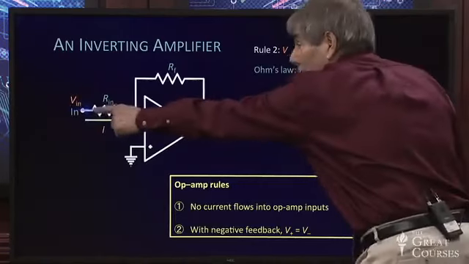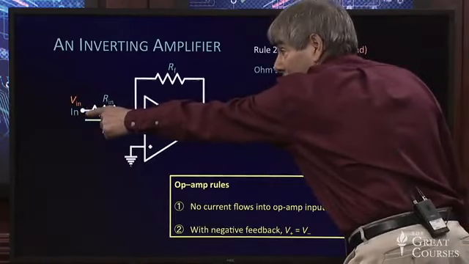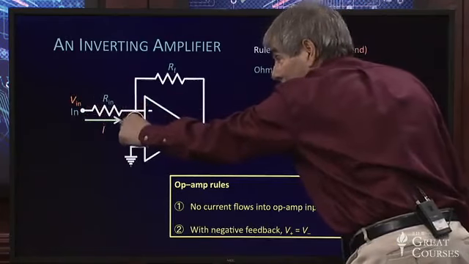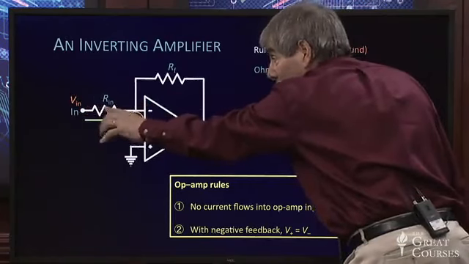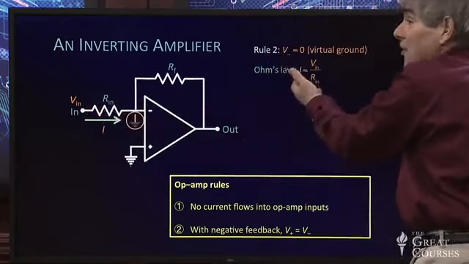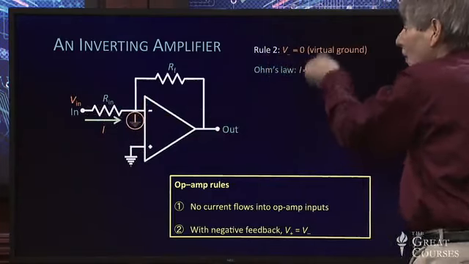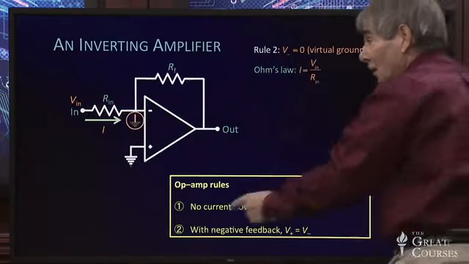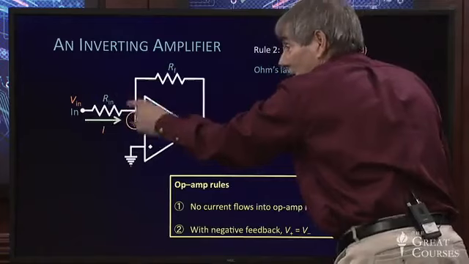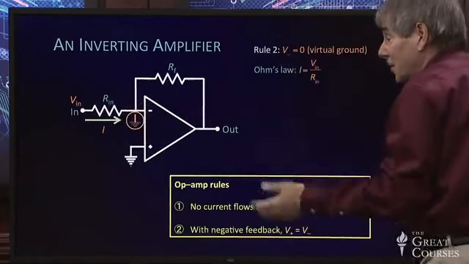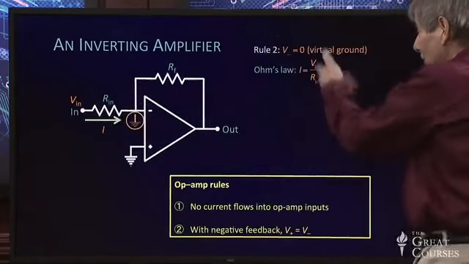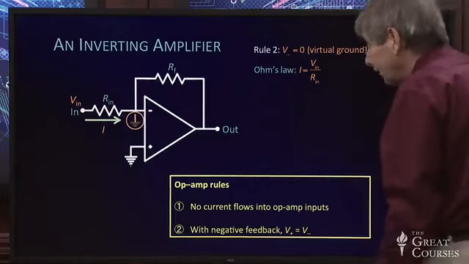So the input voltage thinks it's just applied across a resistor, the other end of which is grounded. And so Ohm's law tells us that the current is simply V in over R in, because we've got V in on one side and 0 on the other side. The voltage across the resistor is simply V in. Ohm's law, I is V in over R in.